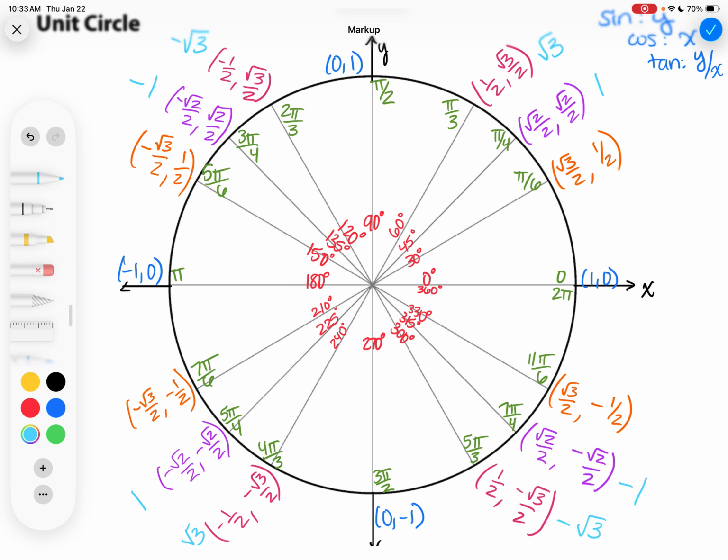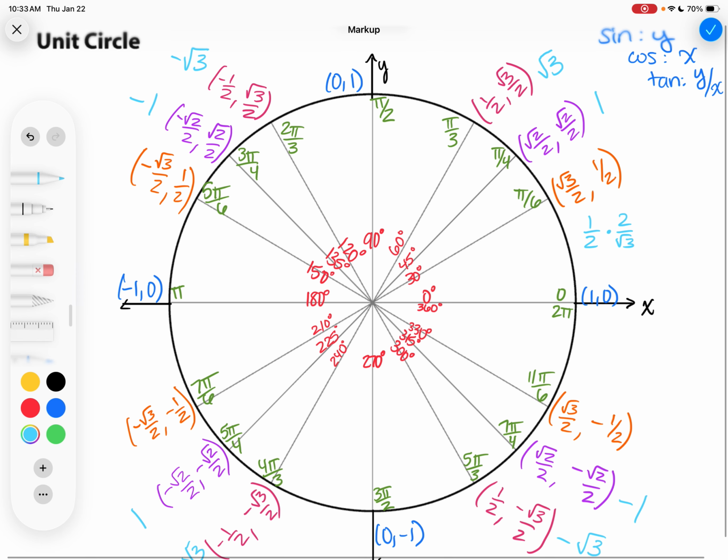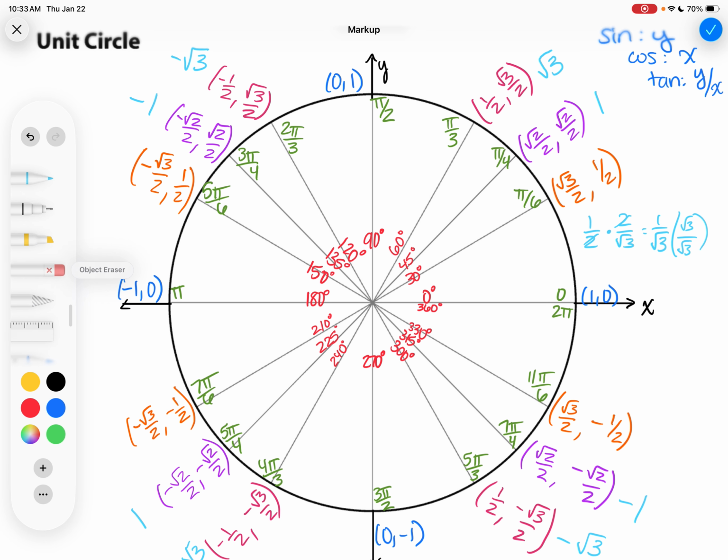The next one is going to be the most difficult. The last one mathematically is the harder one. So 1/2 divided by root 3 over 2. I'm going to write out the keep, change, flip. So 1/2 times 2 over root 3. The 2's cancel, and I have 1 over root 3, but I can't have a radical in the bottom. So this is times root 3 over root 3, which is root 3 over 3.